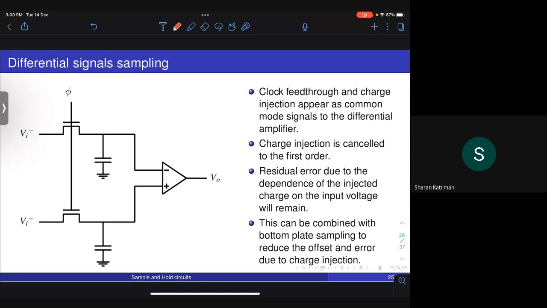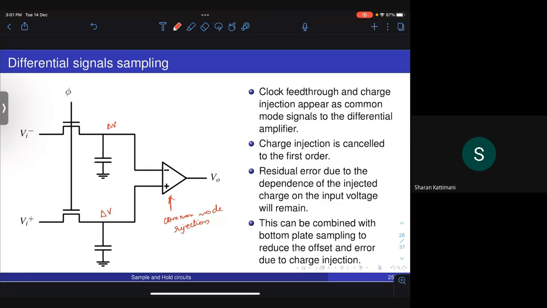So if you have Vi bar, Vi minus and Vi plus, and you use a simple NMOS sampling switch, this will produce an error due to charge injection, due to clock feed through, and so on. This will also produce the same amount of error. But if your CMR, if your common mode rejection is good, then your output V0 will not have any component corresponding to the charge injection and clock feed through.